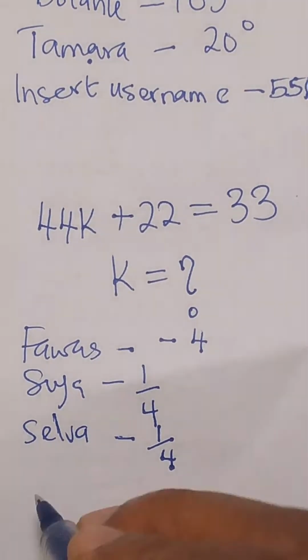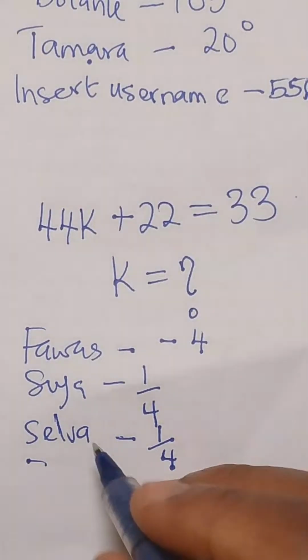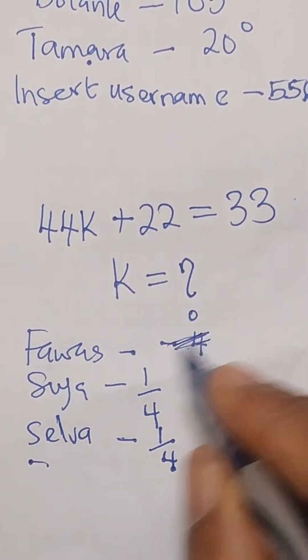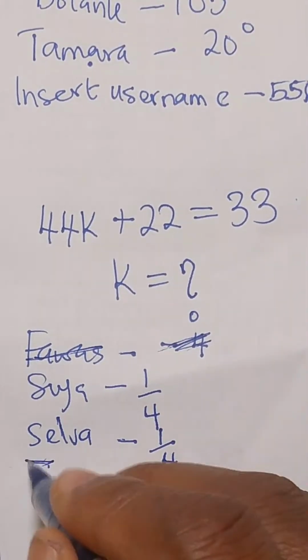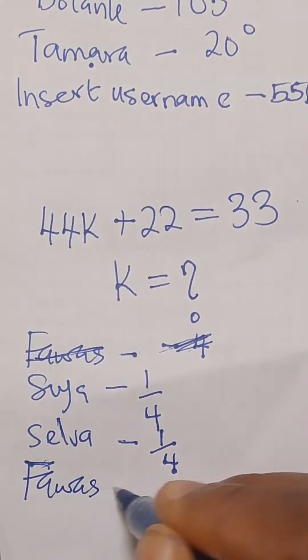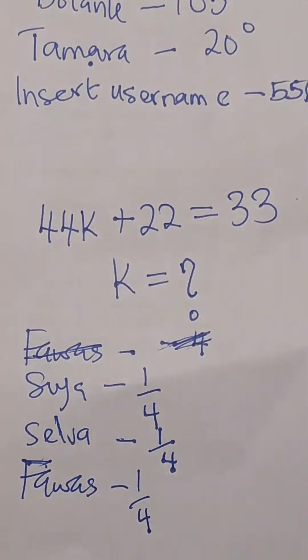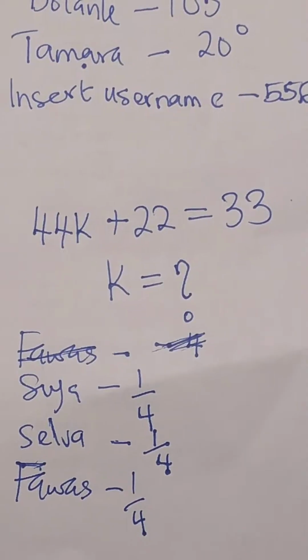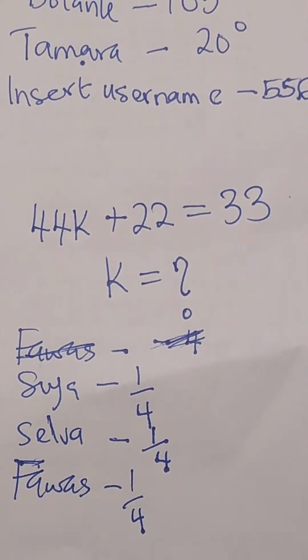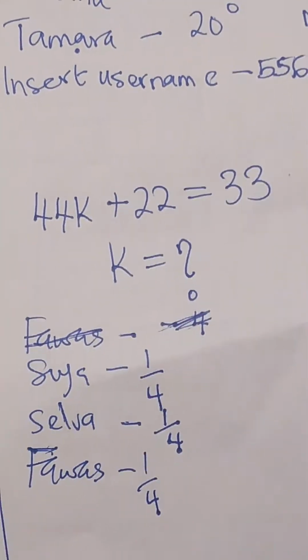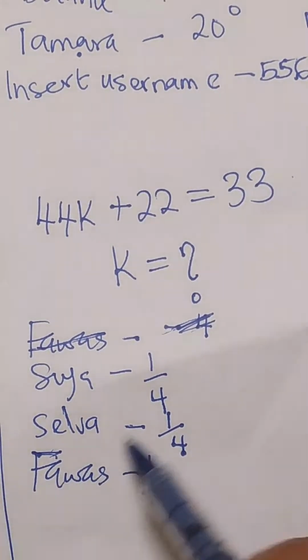So Fawaz, okay, you're changing to 1/4. So we are going back. So Fawaz, 1/4. All right, so please, more answers. All right, so let's go.